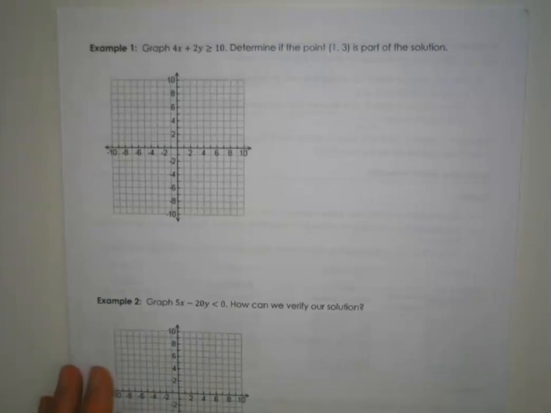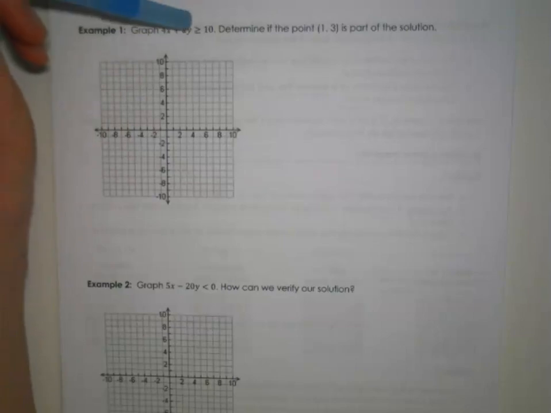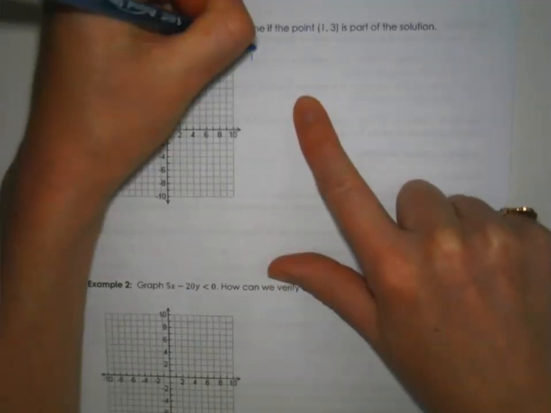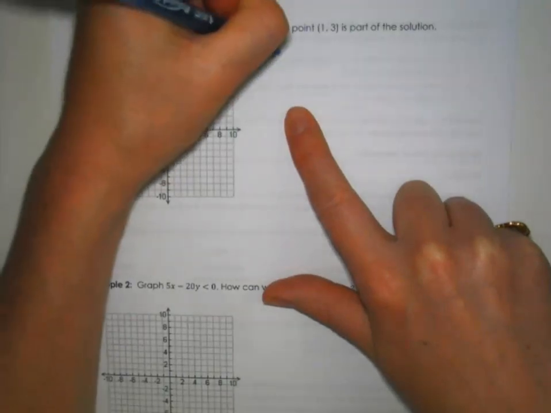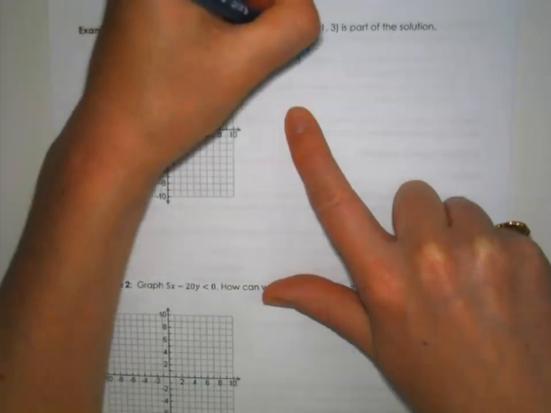So in this first example, we have 4x plus 2y is greater than or equal to 10. For this one, I'm going to use option 1 that we just talked about, which is that I'm going to try to put this into y equals mx plus b form. All that means is that I'm going to isolate my y value. So my first step is to isolate y. I'll just write out the first one, 4x plus 2y is greater than or equal to 10.